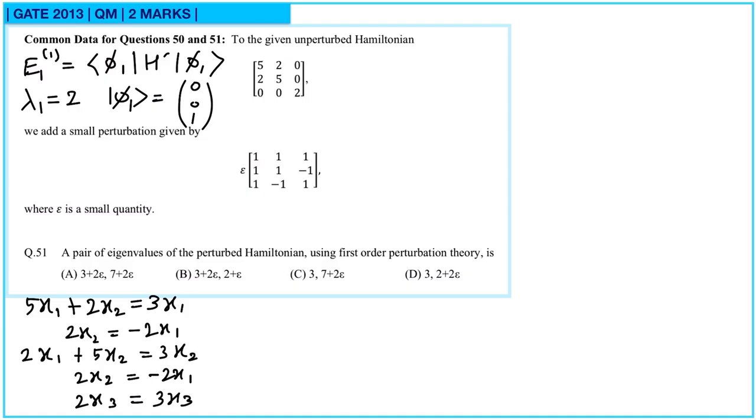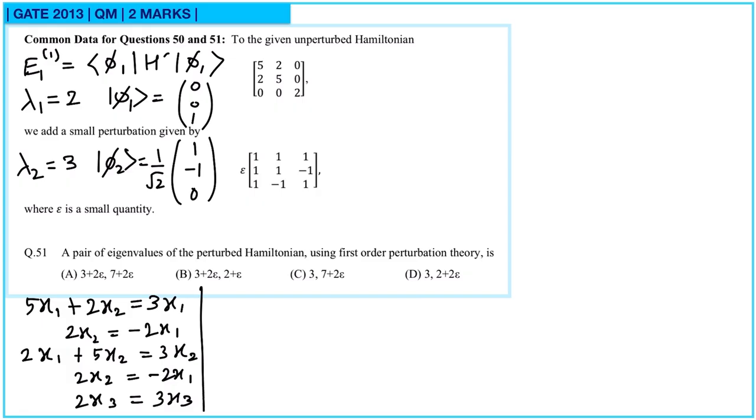So what we are getting is, if I consider x1 to be 1, then x2 will be minus 1 and x3 will be 0. Now this is for lambda 2 is equal to 3, and we have to normalize this as well. So this is 1 square plus 1 square. So we have 1 upon under root 2 outside.